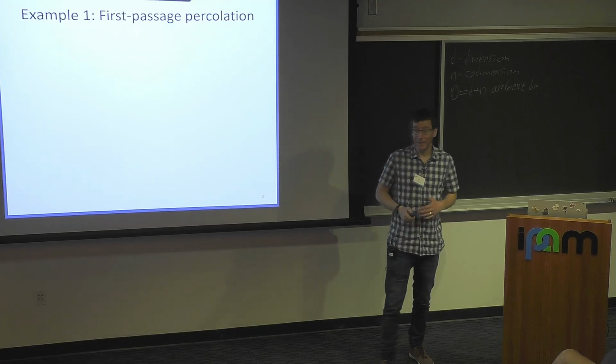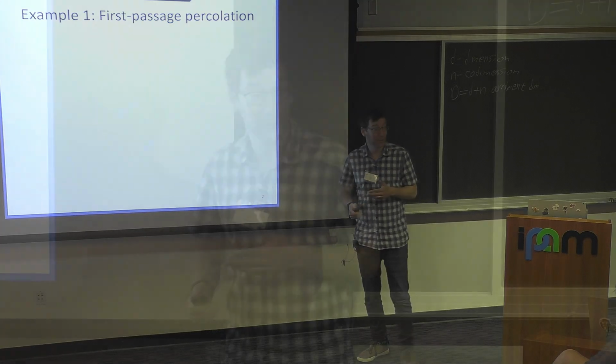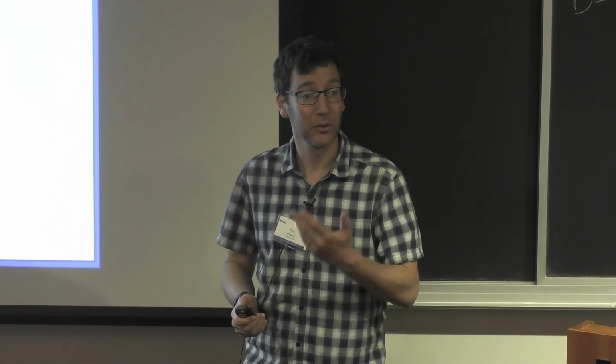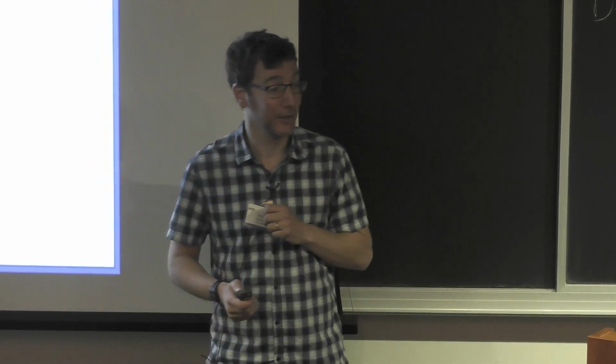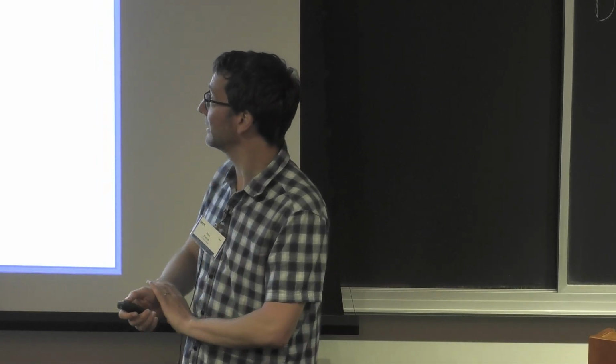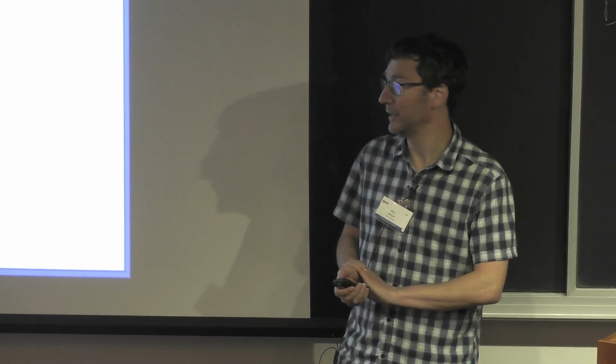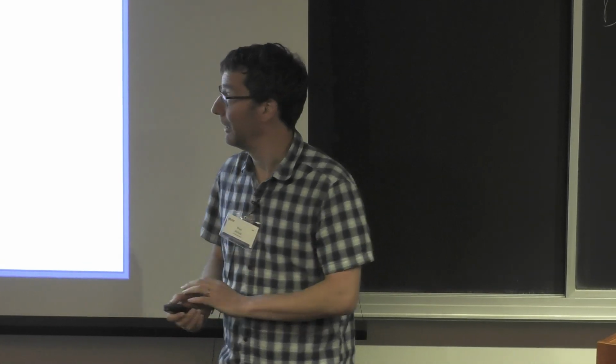So let me give an example. Example meaning a model we would like to investigate, but we don't really understand how to do so, so it will serve as motivation for other models that we are able to investigate better. So what is the example? It is the model of first passage percolation that was discussed yesterday by Alan Hammond.